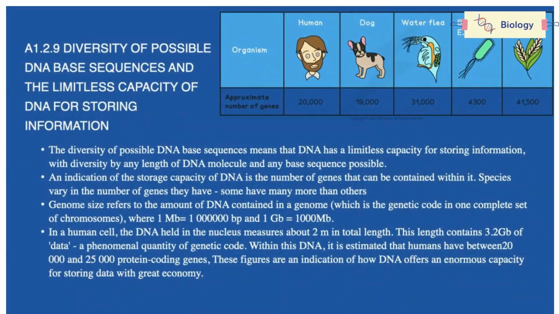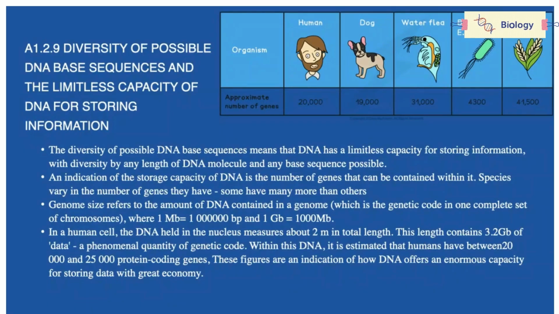Diversity of possible DNA base sequences and the limitless capacity of DNA for storing information. DNA stores genetic information in its sequence of nitrogenous bases. Every 3 bases represent a meaningful piece of information called a triplet, or more specifically, a triplet codon. Many triplets within DNA code for one of the 20 amino acids, which are very important. And there are 4 different DNA nucleotides that can be arranged as triplets.